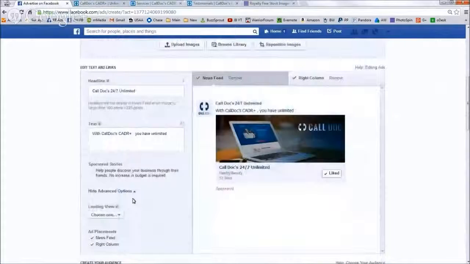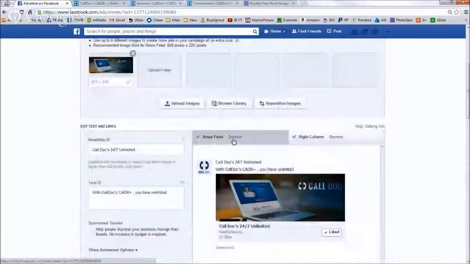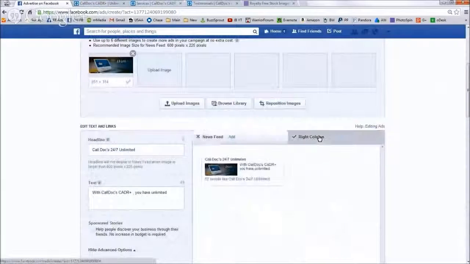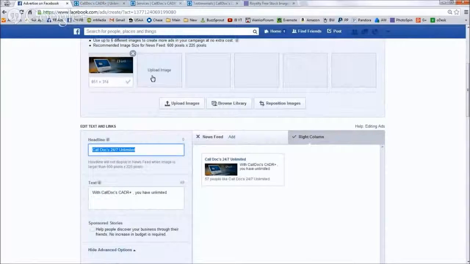I take off the sponsored stories. And since I just want people to like the page, I'm actually going to remove the newsfeed ads also, because the newsfeed's often more expensive and it's in a different format. So I want to know exactly what the ad looks like.